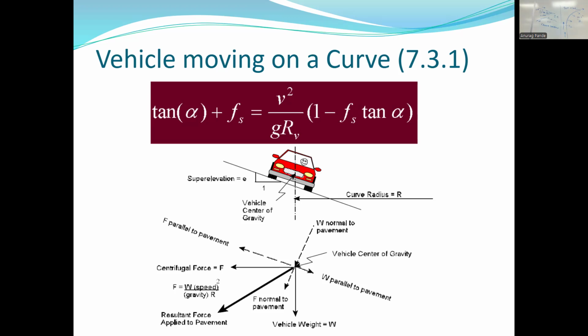Okay, so that's your R_V. G is the gravitational acceleration constant, so 32.2 feet per second squared.